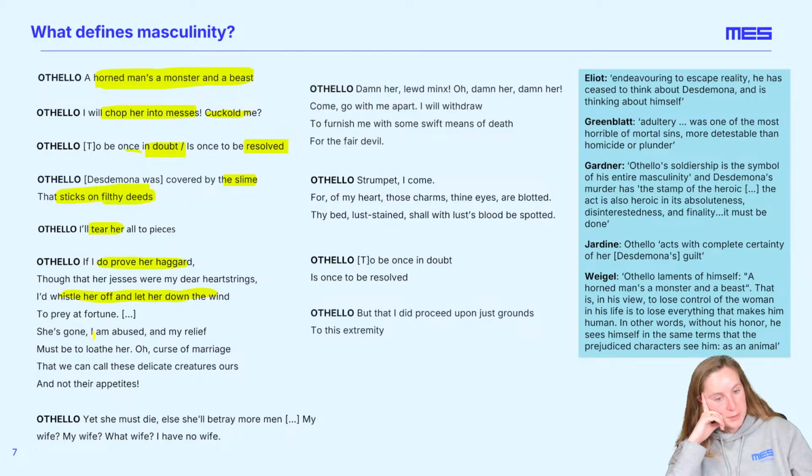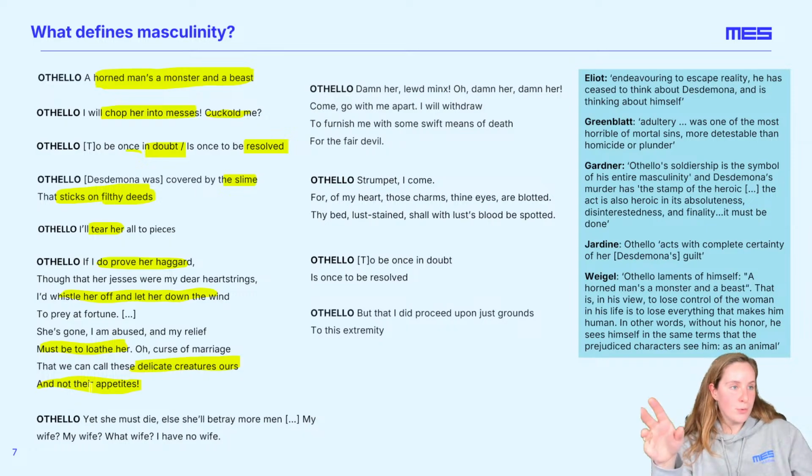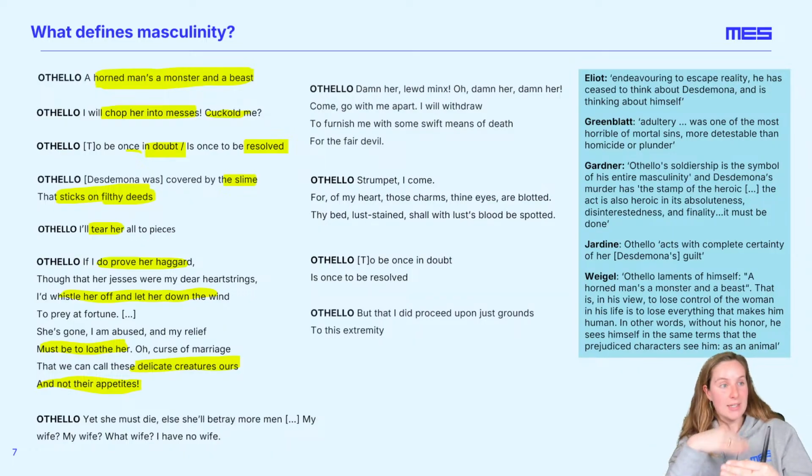She's gone, I'm abused, and my relief must be to loathe her. O curse of marriage that we can call these delicate creatures ours and not their appetites. So what does this mean? This means if I prove her unfaithful, even if the strings that attach us, so kind of like a leash that I have on her, were my own heartstrings, literal strings of my heart, I'd cut them off and let her fly off to her own fate.